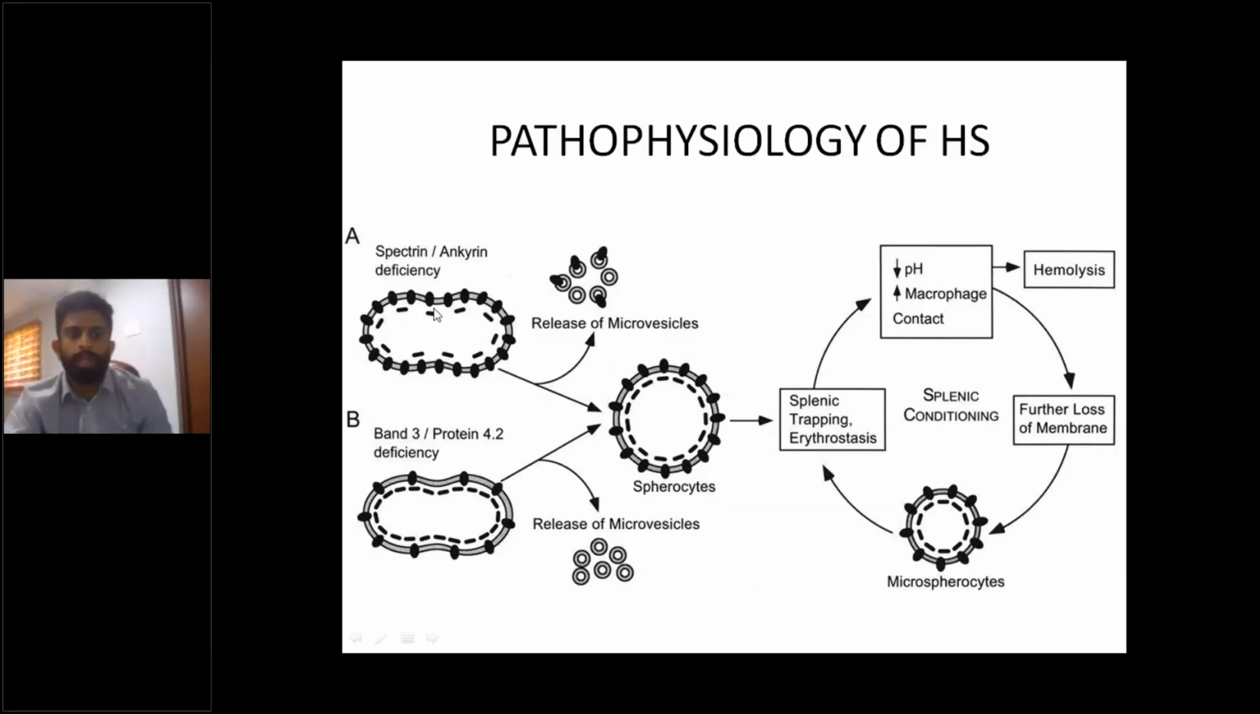Again, with spectrin or ankyrin deficiency, there will be release of microvesicles and formation of spherocytes. The spherocytes are prone to splenic trapping and erythrostasis. There is decreased pH and increased macrophage contact leading to hemolysis. Further loss of membrane leads to microspherocytes. Again, microspherocytes go through splenic trapping. So this is the pathophysiology of HS.